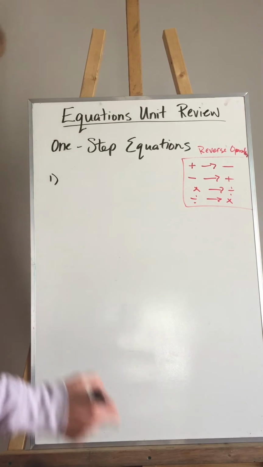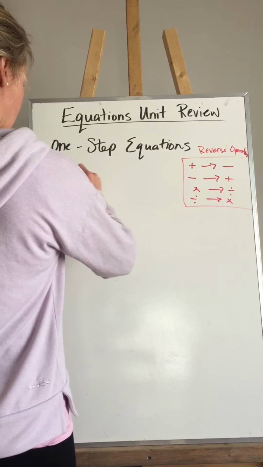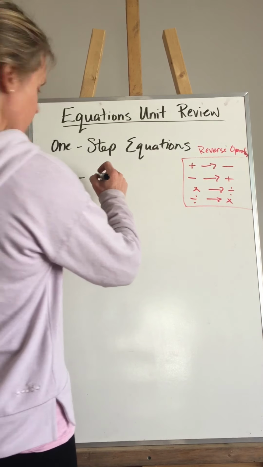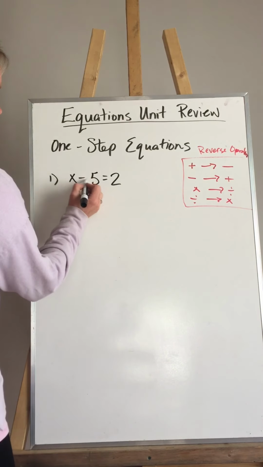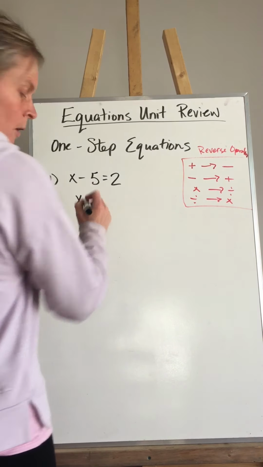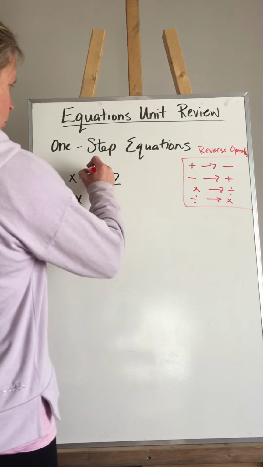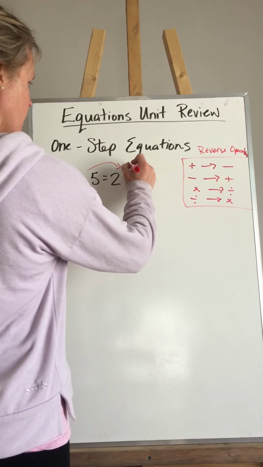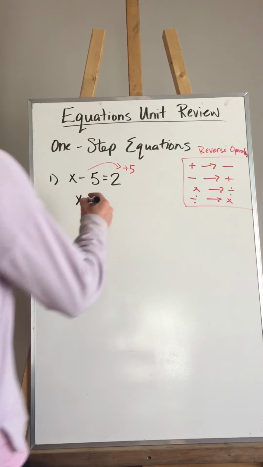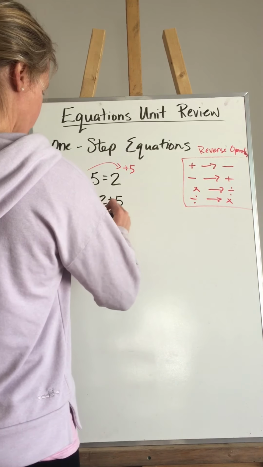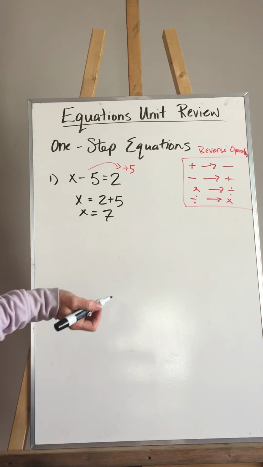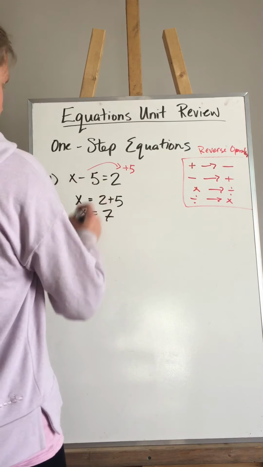Okay, so let's say I have an example of x minus 5 equals 2. Okay, so here I'm subtracting, right? So when the 5 moves over, I'm going to add. So this would be 2 plus 5, so x equals 7. Okay, that's an example of using subtraction.